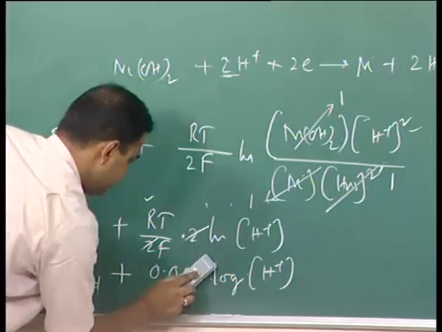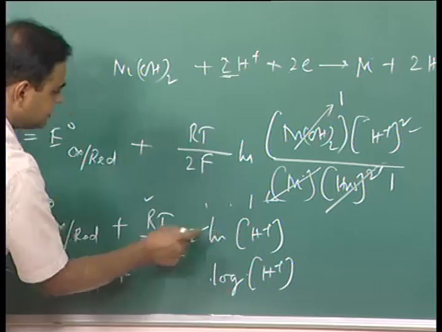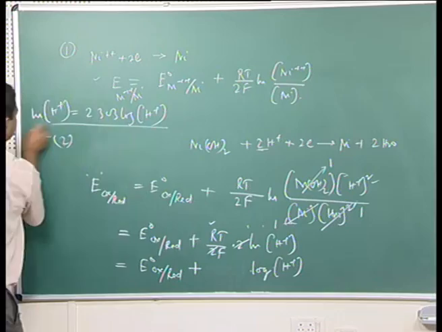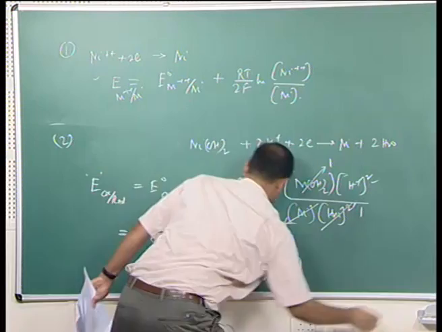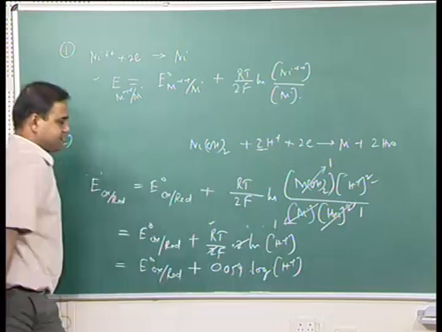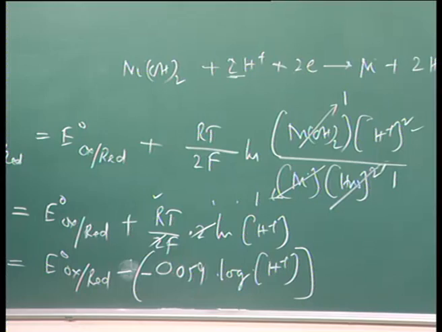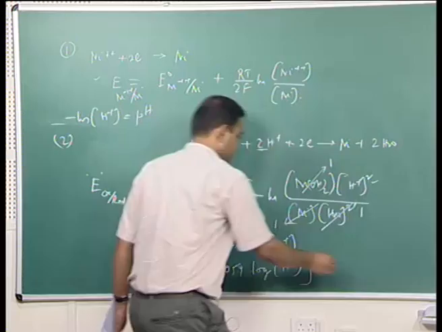Sorry, there is a small mistake. If I put log H plus and all the values of R, T and F, and if we consider ln H plus, then it would be 2.303 log H plus. So, if I put this formula, that factor 2.303 also will come out. So, finally, we will get log H plus. Now, let me put a minus sign here, and then in the bracket I put another minus. Now, minus log H plus is nothing but pH.